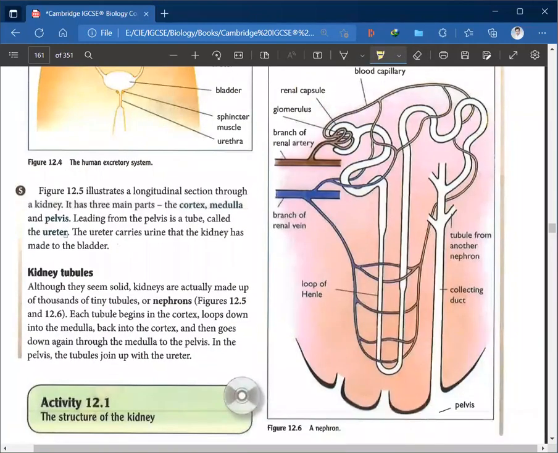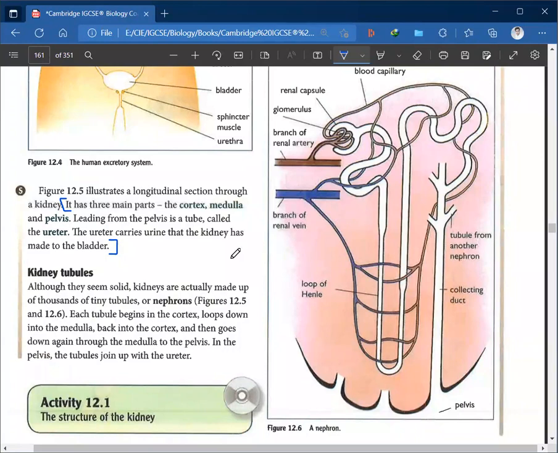Next up. Okay, start reading from here. It has three main parts: the cortex, medulla, and pelvis. Leading from the pelvis is a tube called the ureter. The ureter carries urine that the kidney has made to the bladder.